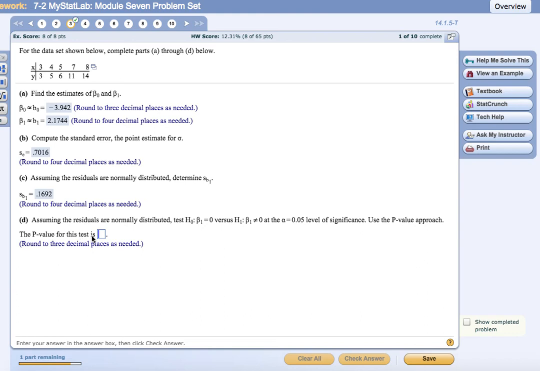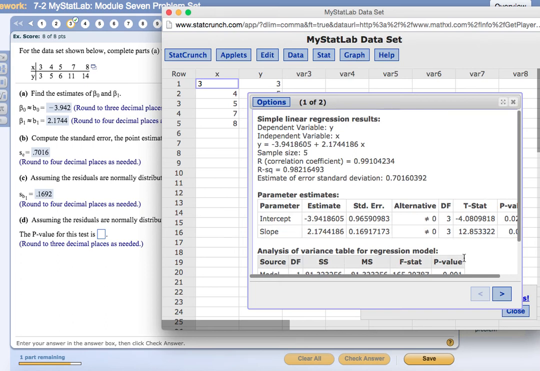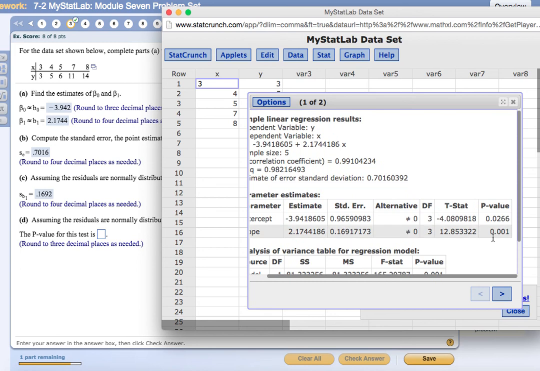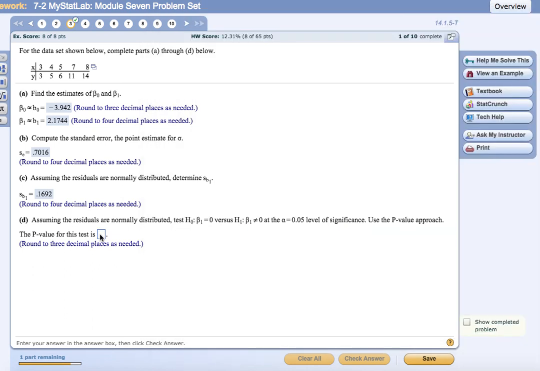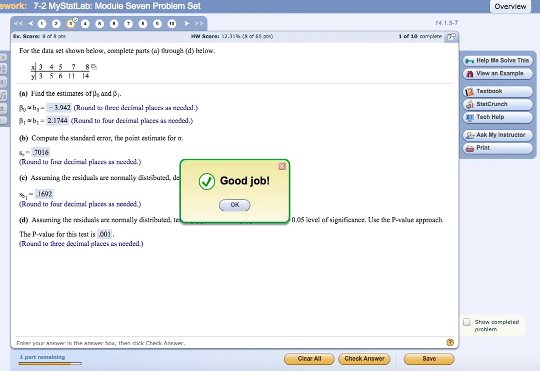And then here we're going to assume the residuals are normally distributed and test the null. Here we're testing the slope, that it equals 0 versus the alternative, which says it does not equal 0, at the 0.05 level of significance. And we're going to use the p-value approach. So here the p-value tests for this. So again, we're testing slope. And this is the row for slope, it's 0.001, so it's kind of cutting off. So let me put that in here, 0.001, that looks good.